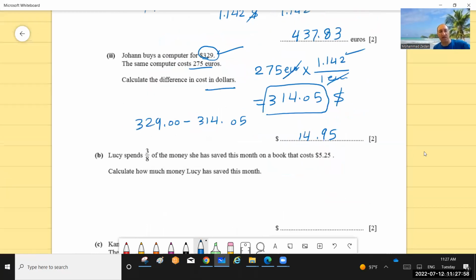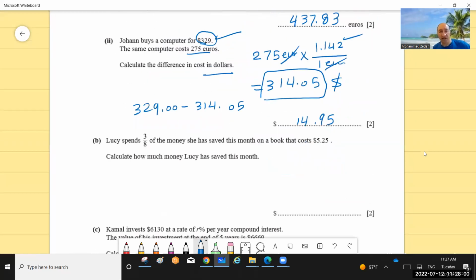Lucy spent 3/8 of the money she has saved this month on a book that costs 5.25. Calculate how much Lucy saved this month. 3/8 of the money she has saved this month. Consider this money, I say x. Okay. So 3/8 x is equal to 5.25. So the x simply is 5.25 times 8/3 gives you $14.